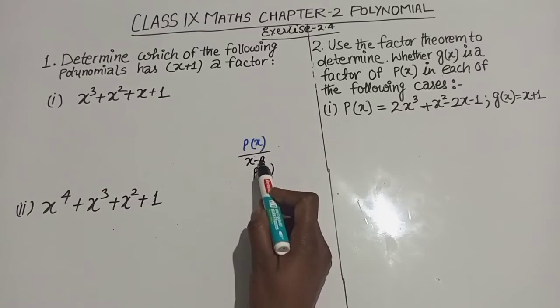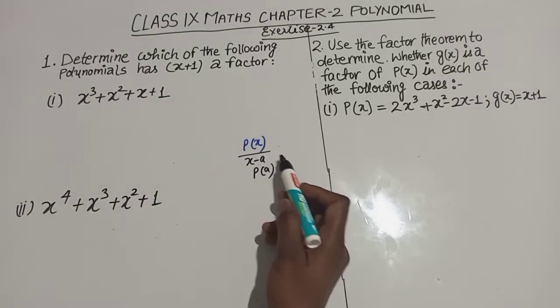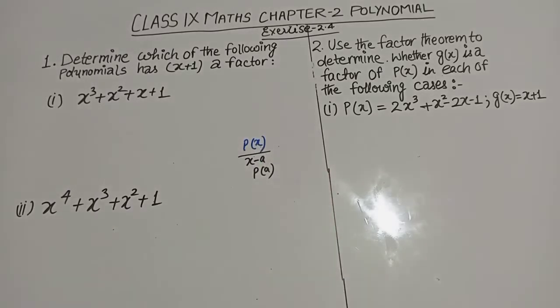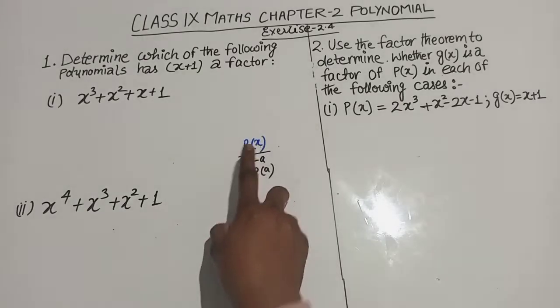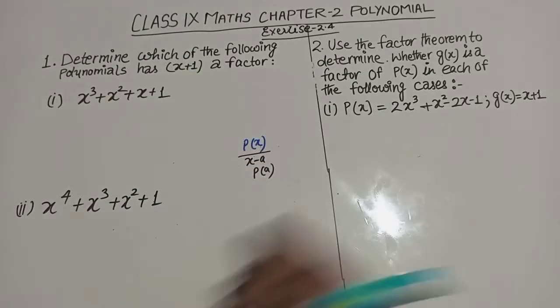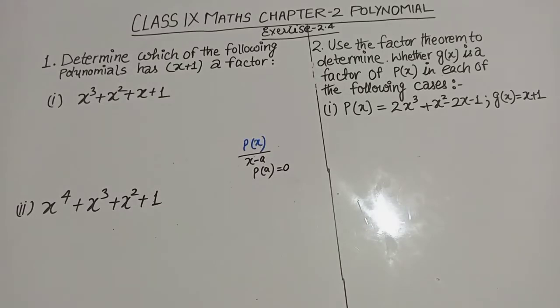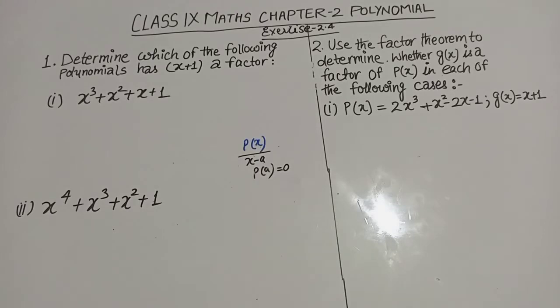It means when we put the value of a, whatever it is, 1, 2, 3, 4, minus 1, minus 2, minus 3, as the value of x, then the remainder becomes p(a). And the factor theorem: when we put the value of a in the given polynomial and the polynomial becomes 0, then x minus a is a factor of the given polynomial.